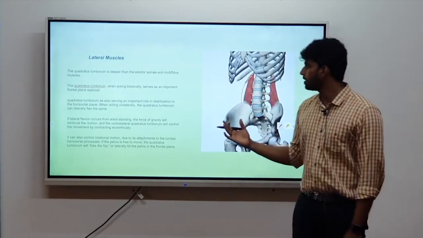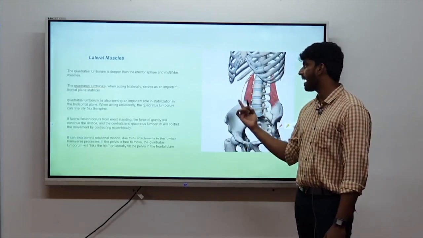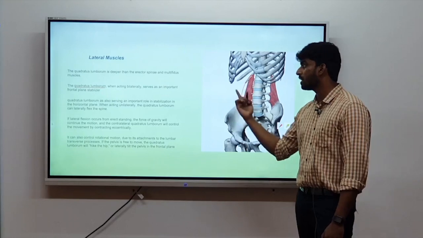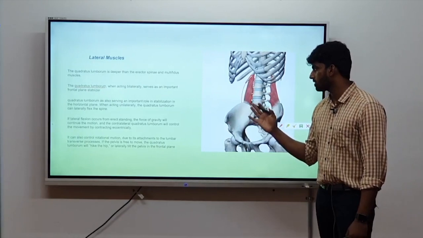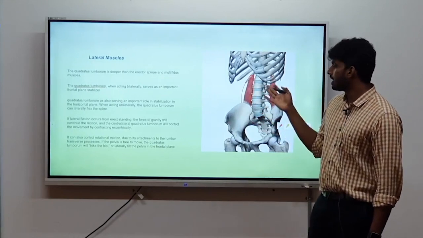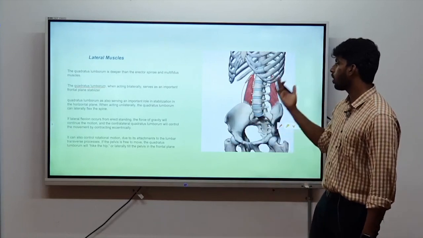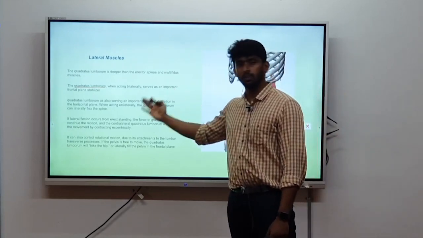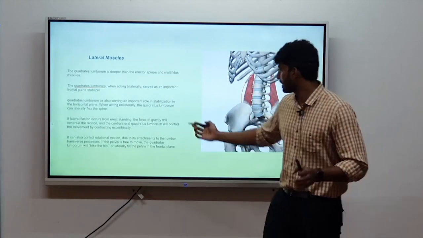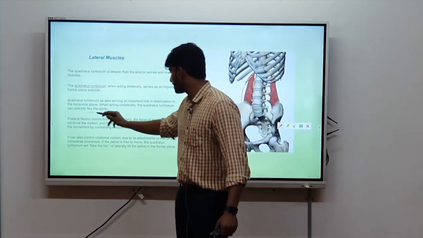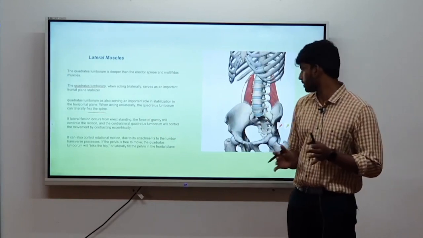It is deeper than the erector spinae and multifidus muscles. The Quadratus Lumborum, when acting bilaterally, serves as an important frontal plane stabilizer. It also serves an important role in stabilization in the horizontal plane. When acting unilaterally, the Quadratus Lumborum can laterally flex the spine. As I mentioned, the posterior structures, if they act unilaterally, will be able to laterally flex. In the same way, if the Quadratus Lumborum is acting unilaterally, it will be able to laterally flex the trunk.